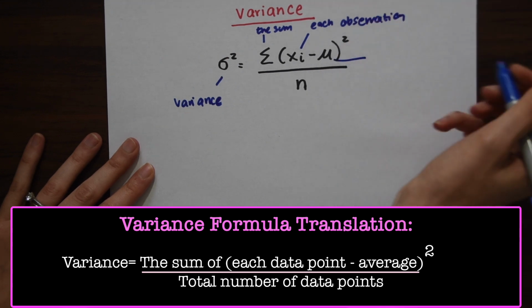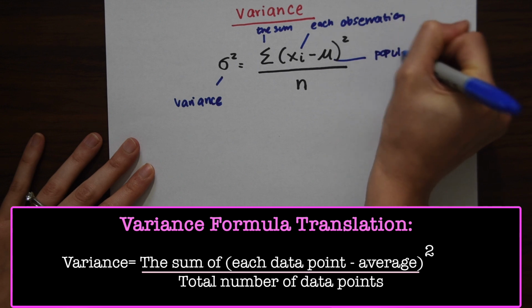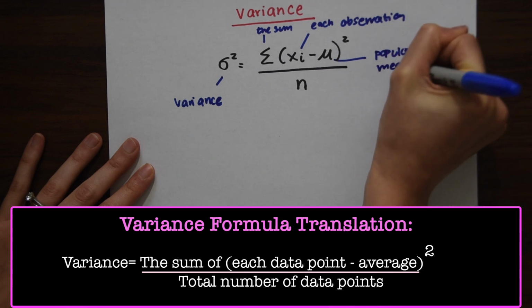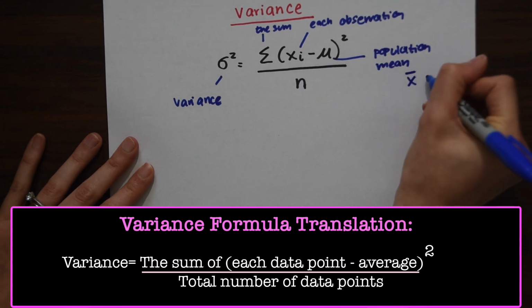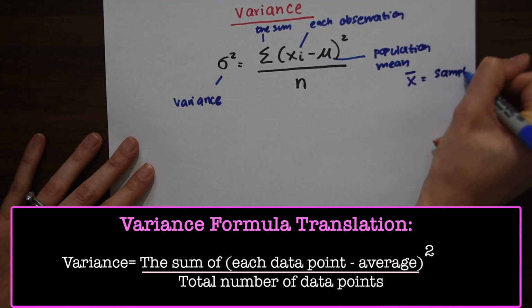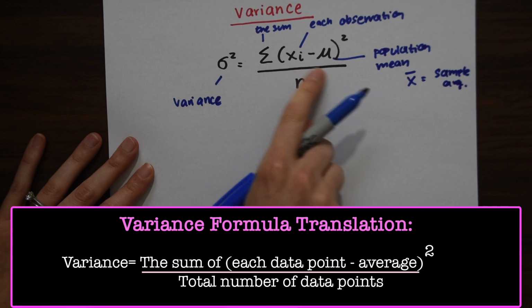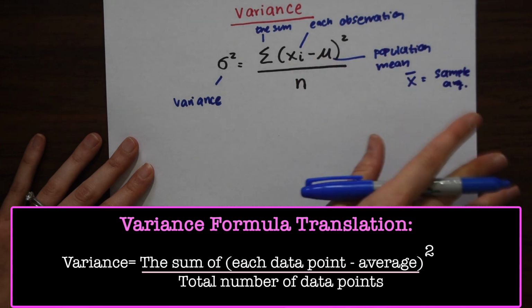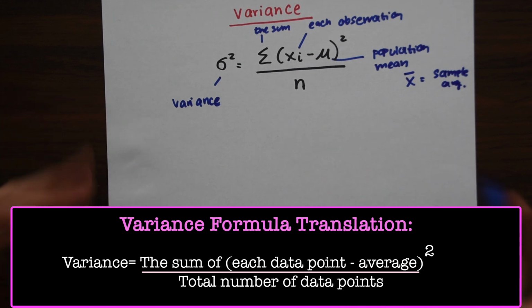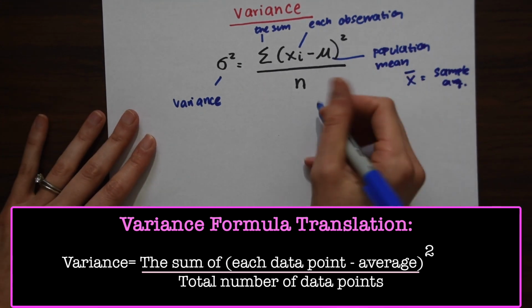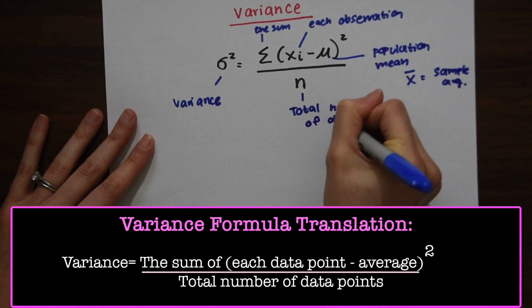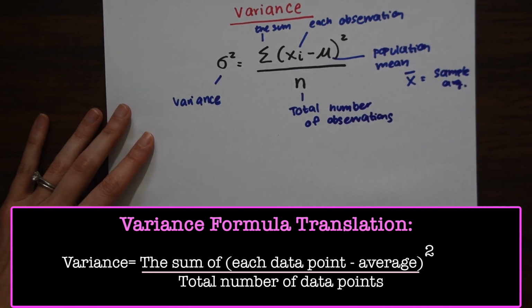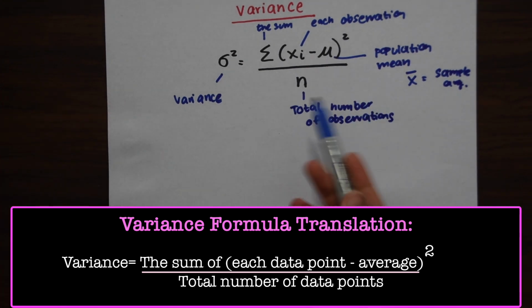And then mu is just the population mean, or average. So mu denotes the population mean. Another way you might see this is with x bar, which is the sample average. So don't get too caught up if you see different notation here. They're going to mean roughly the same thing. When you're given a set of data, you're going to find the average of that data. And n down here is just the total number of observations, or the total number of data points. So how many test scores do we have, or how many temperatures do we have? That's what goes down there.